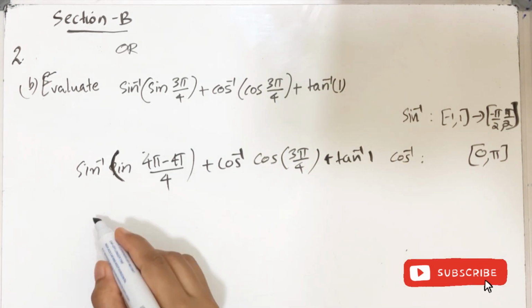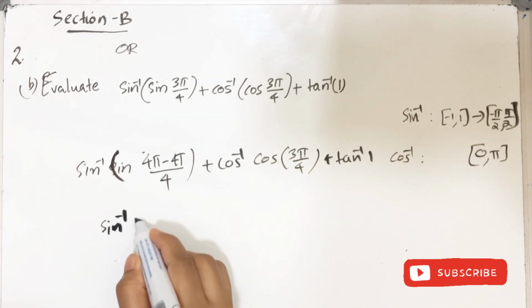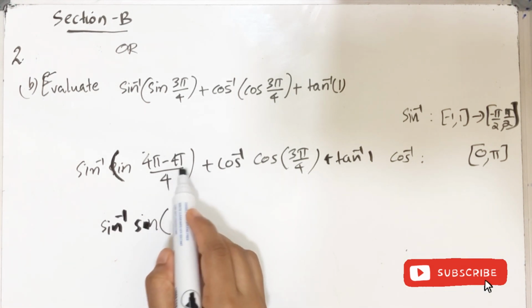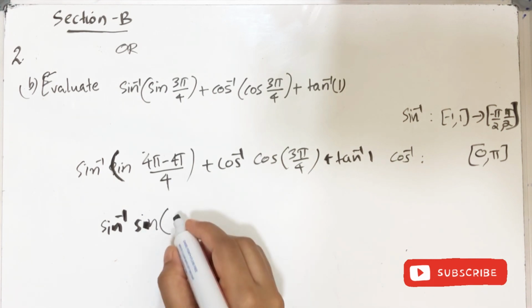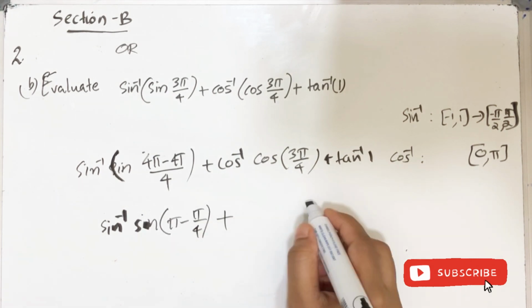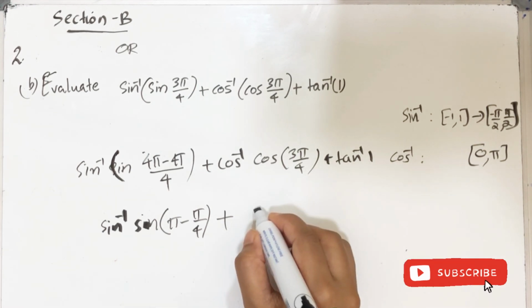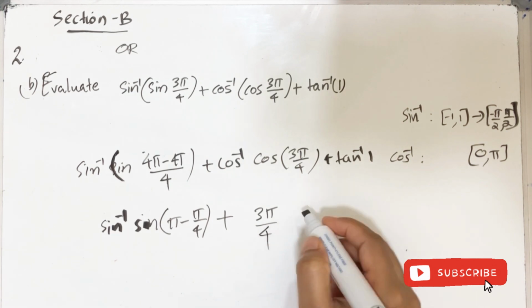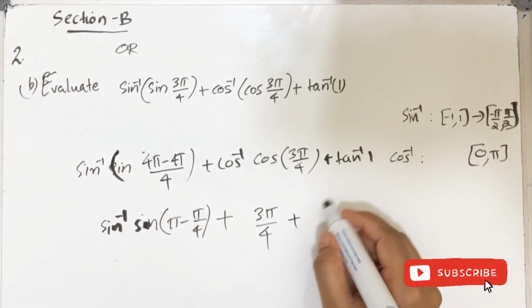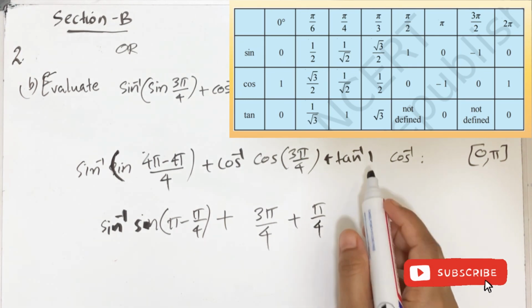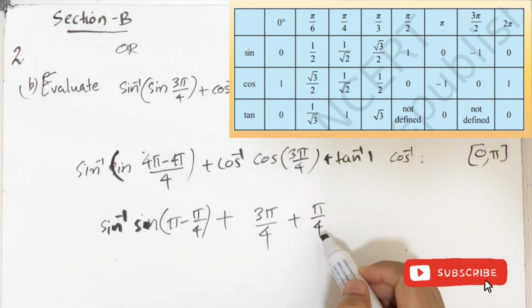Okay, this is sine inverse of sine 4 pi by 4 minus pi by 4. 4 pi by 4 is pi. Pi minus pi by 4. Plus this one you can write as itself, or we can write simply cos inverse of cos 3 pi by 4 is nothing but 3 pi by 4. Plus tan inverse of 1 is pi by 4. Tan pi by 4 is 1. So tan inverse of 1 is pi by 4.